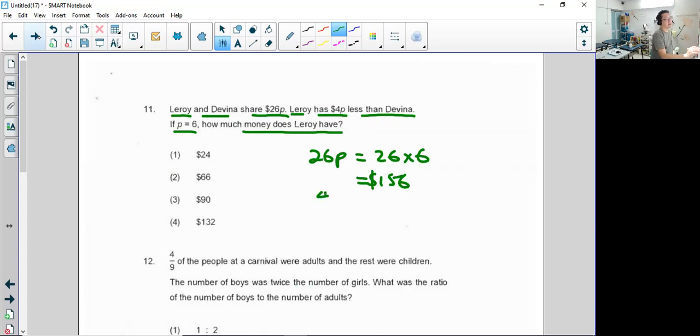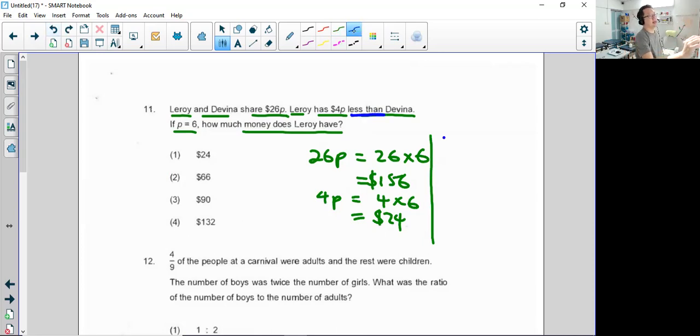And Leroy has 4p lesser. So 4 times 6, that will be $24 lesser. Okay, let me just put down here: 4 times 6 is $24 lesser. Then we can draw a simple model, because if you're not sure how to do, then you draw the model. Why do you draw a model? Because there's a less than, right? Comparison model. So Leroy has less than Davina. So Davina will have a longer rectangle, and together they have $156, right? And Leroy has $24 lesser.